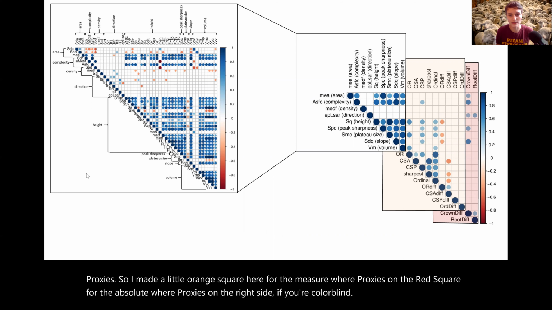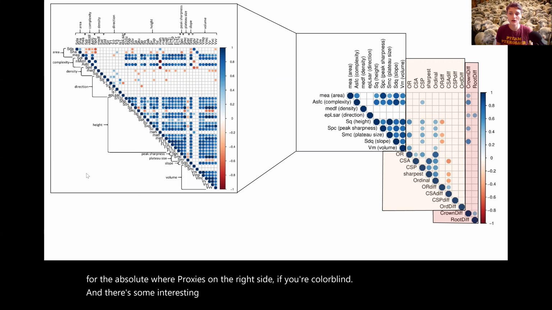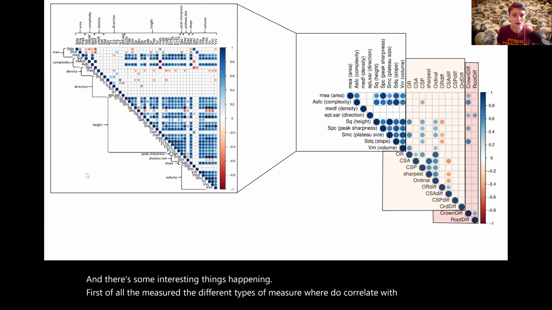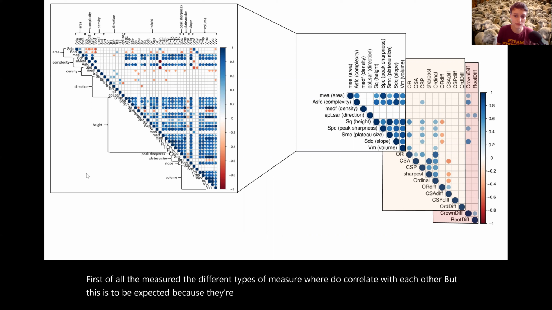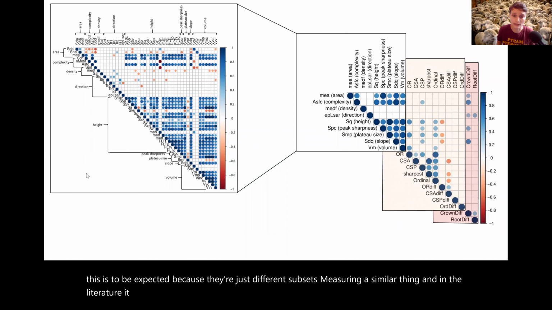And well, there's some interesting things happening. First of all, the different types of mesowear do correlate with each other, but this is to be expected because they're just different subsets measuring a similar thing. And in the literature, it is known that cusp shape will correlate with occlusal relief.